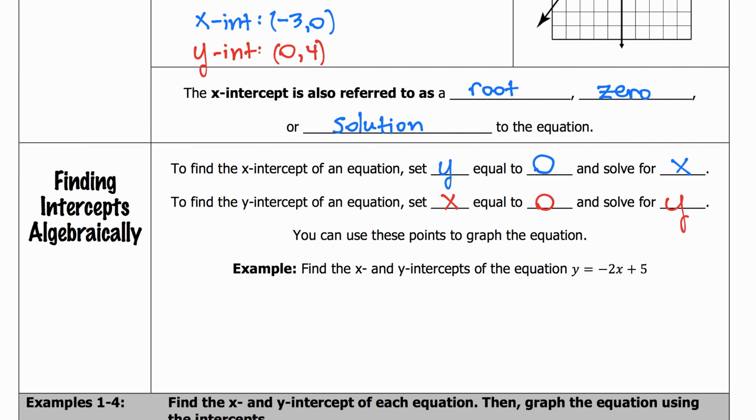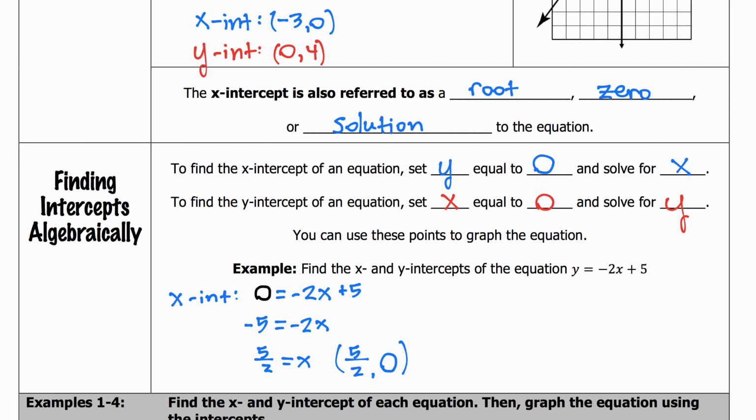So here in this example, we're going to practice finding the x and y-intercepts of y equals -2x plus 5. So to find the x-intercept, again, I set my y value equal to 0. And then I'm going to solve that equation for x. So that's 0 equals -2x plus 5. So I'll subtract 5 from both sides to get -5 equals -2x. X comes out to be 5 halves. So the x-intercept of that line would be the point 5 halves, comma 0.